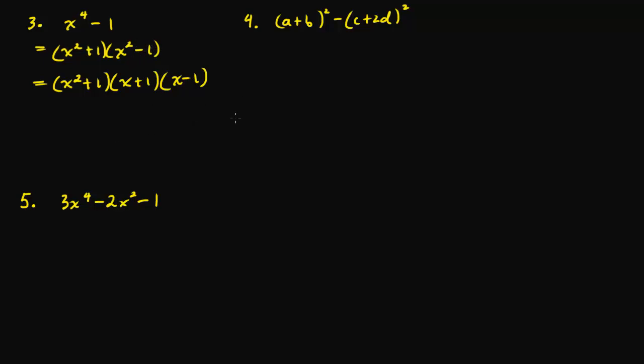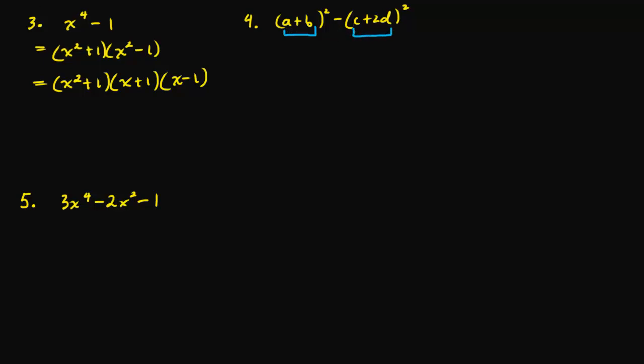So next, let's look at a plus b squared minus c plus 2d squared. When you're asked to factor this, it might be really tempting to expand this and then try to factor the expanded polynomial. But I assure you, if you do that, you're in for a whole world of hurt. So this actually isn't too bad if you consider a plus b as a single variable and c plus 2d as another single variable.